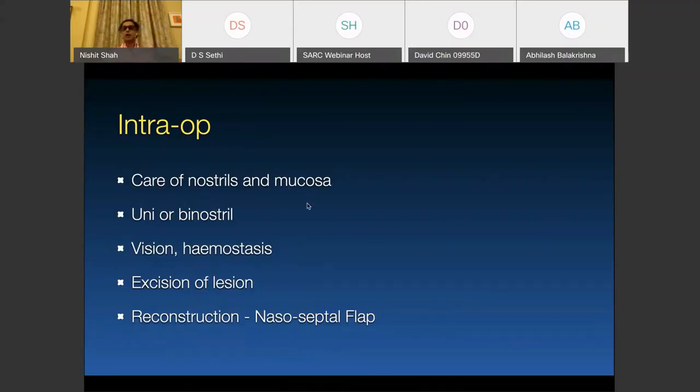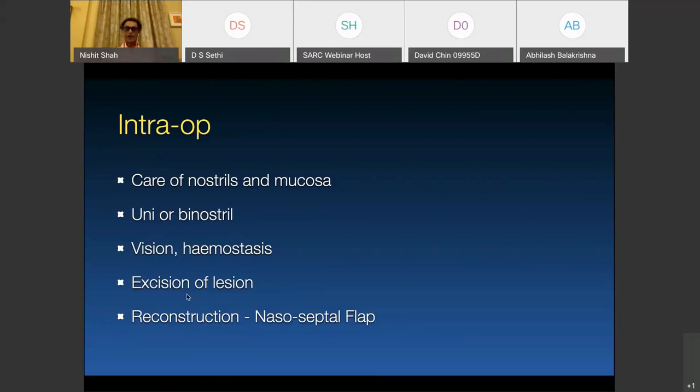Similarly for the mucosa. As far as possible, do it slowly, patiently, avoid mucosal trauma because that amount of bleeding in this very small confined space will cause problems with exposure and vision. Uni or binostril will depend on whether you're doing a CSF repair or a transsphenoid surgery. It's again, like we mentioned, important to have hemostasis, not just in terms of blood loss, but in terms of maintaining good vision. Amount of excision of your lesion will depend on the pathology and its adherence to the nearby neurovascular structures.